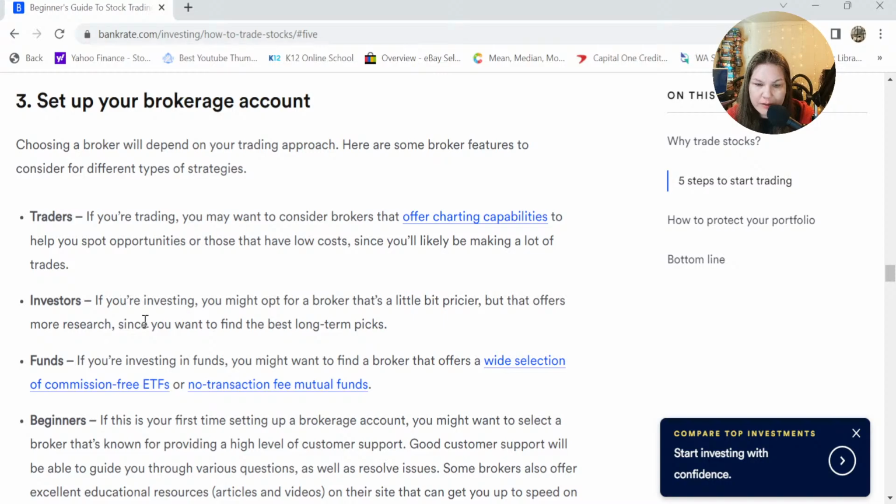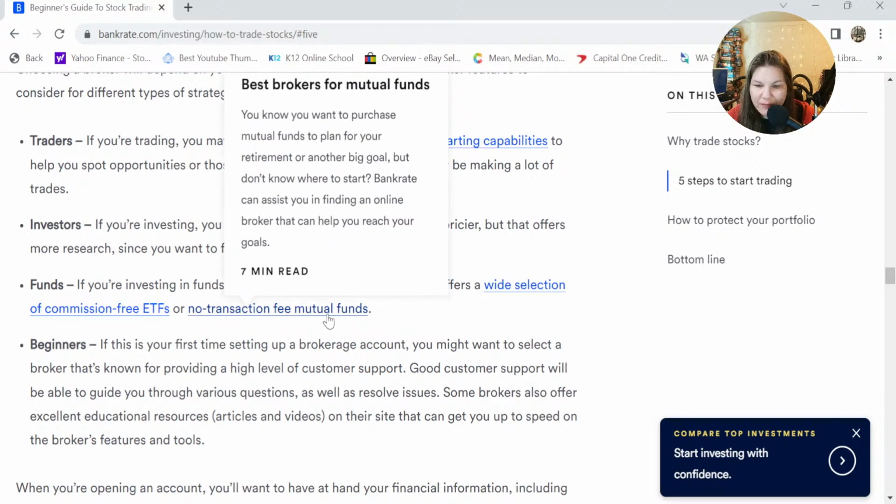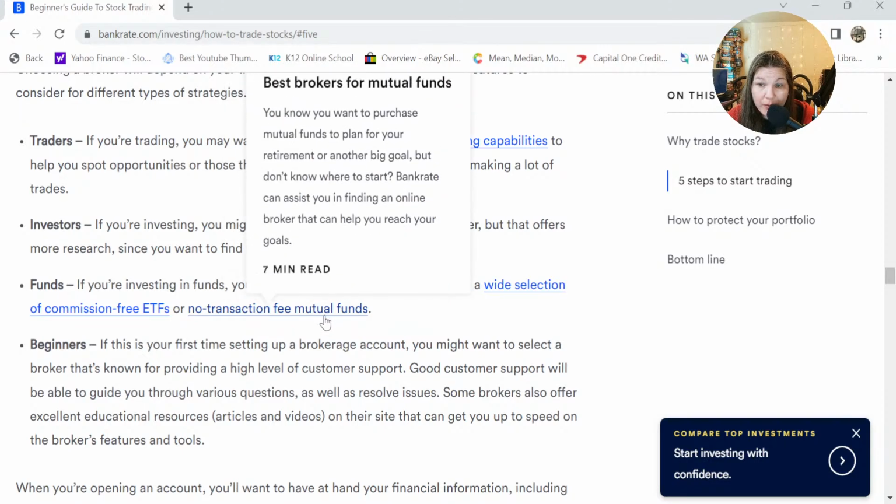So, investors, if you're investing, you might opt for a broker that's a little bit pricier but that offers more research, since you want to find the best long-term picks. If you're investing in funds, you might want to find a broker that offers a wide selection of commission-free ETFs or no transaction fee mutual funds. So a mutual fund, guys, remember, is where a bunch of things are together.